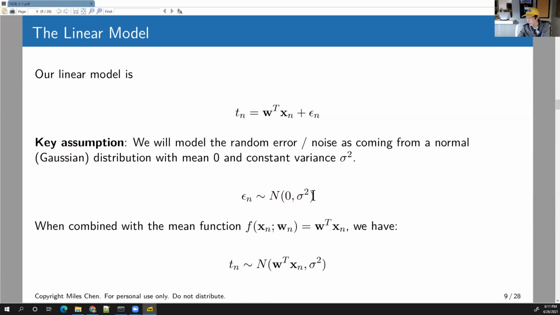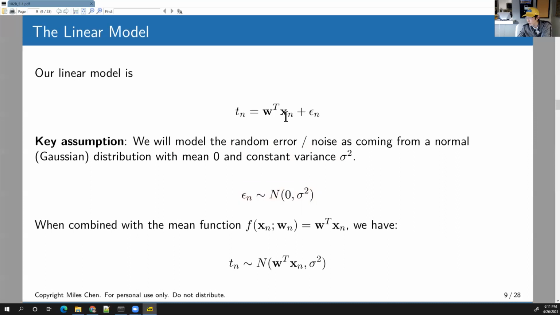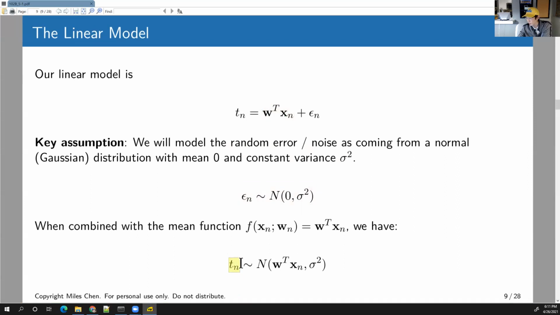Therefore, if I combine this along with this, we're going to say the actual values that we have observed, t sub n, come from a normal distribution where the mean is given by this thing. I'm just taking this and plugging it in and basically adding this, and now that I've got some error, it's going to look like this.